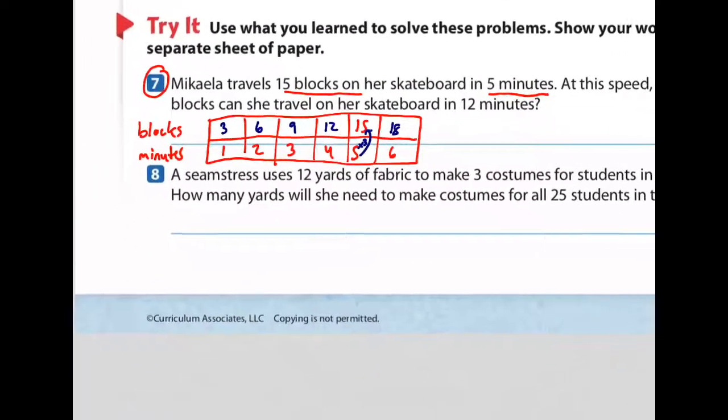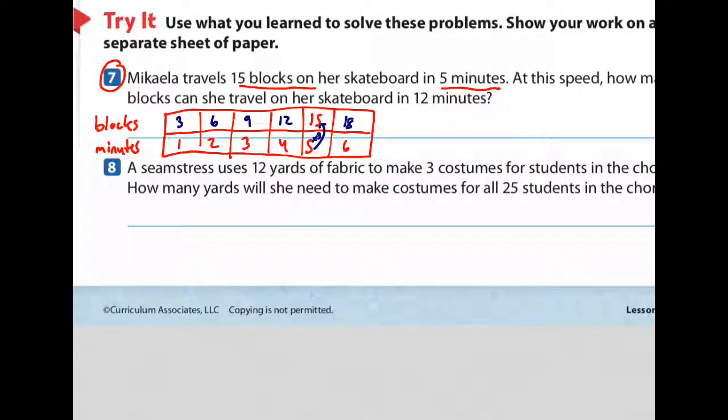So now it says, at this speed, how many blocks can she travel on her skateboard in 12 minutes? Well, guess what? My table doesn't cover that because it says 12 minutes. I'm only up to 6 minutes. But you know what I can do? I'm going to skip 7, 8, 9, 10, and 11. If I just put a 12 here, I know the rule is times 3. 12 times 3 is 36. So the answer to this is 36 blocks in 12 minutes.